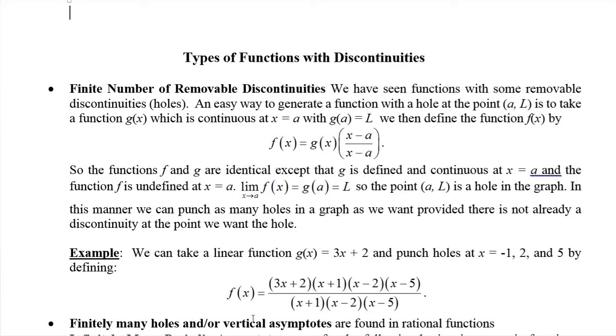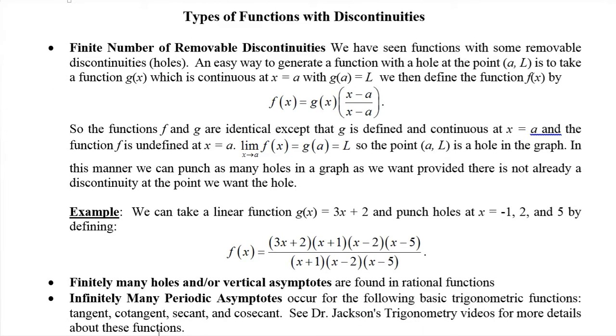But there's always a finite number of them because there's only a finite number of places the denominator can be 0. Now we also have infinitely many periodic asymptotes occurring for the basic trig functions tangent, cotangent, secant, and cosecant. And if you look back a couple of videos or to my trigonometry videos, you can see lots more details about these functions. But you notice that they have infinitely many discontinuities, which are always vertical asymptotes, and they actually occur periodically.